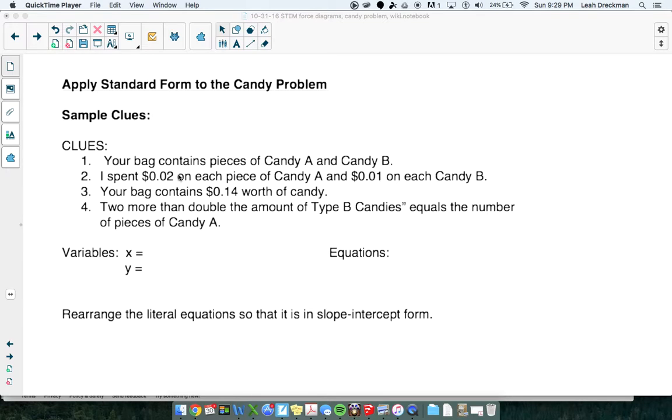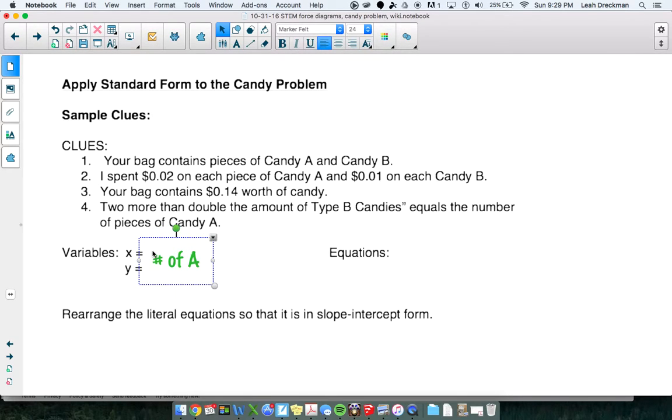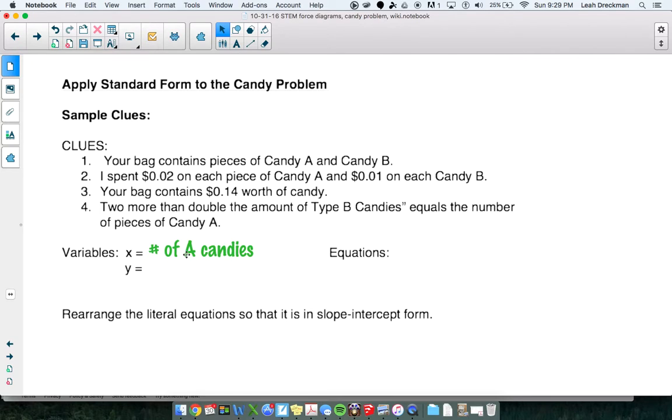So the first thing I want you to recognize is when we look at a problem where we don't know the answer to the problem, we first need to figure out what it is that we don't know. And so in this case, our variables are those things that we don't know. So we're trying to figure out how many pieces of each candy there are. So I'm going to say, instead of saying x equals candy A, I'm going to say x equals the number of A candies. And similarly, we could say that y represents the number of B candies.